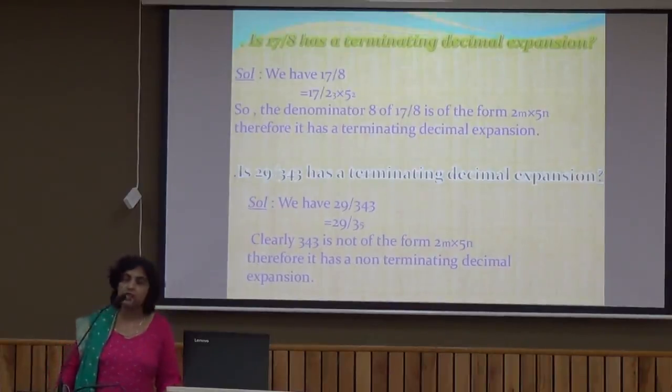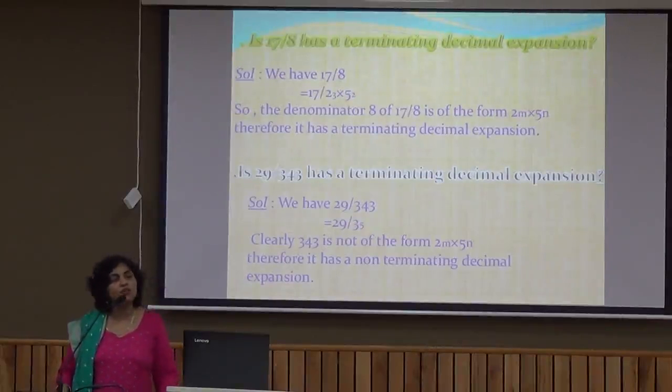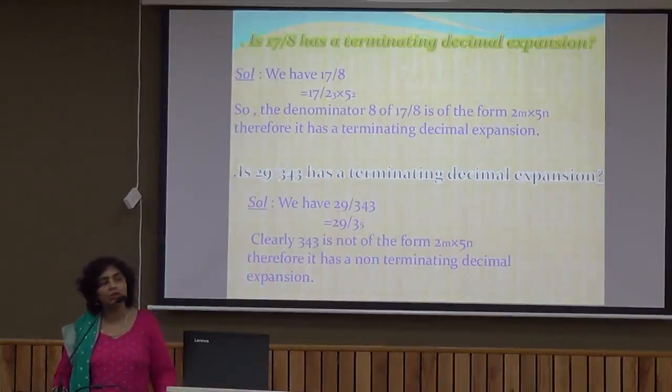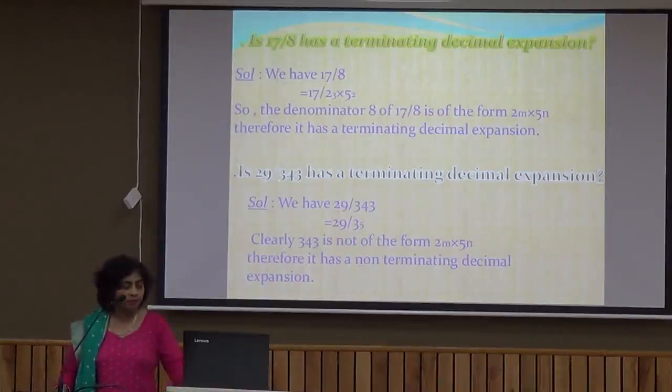Let's see another example, 29 upon 343. Now 343 is 7 raised to power 3. It has no factor like 2 or 5, but another factor. So its decimal expansion would be non-terminating, repeating.